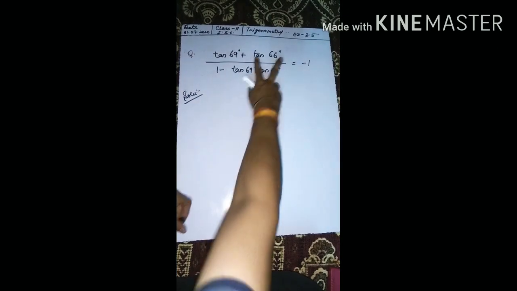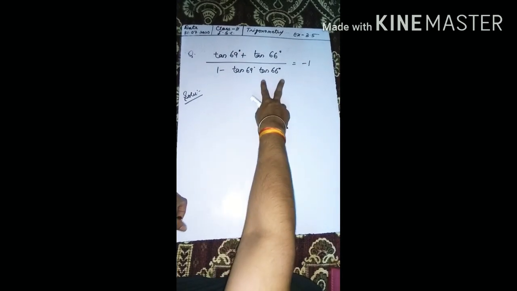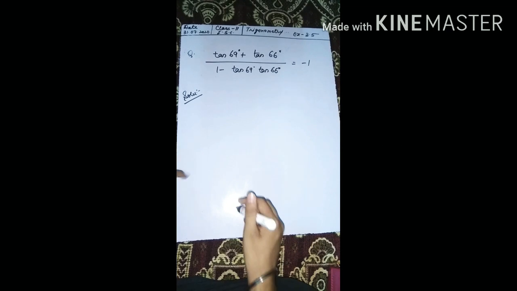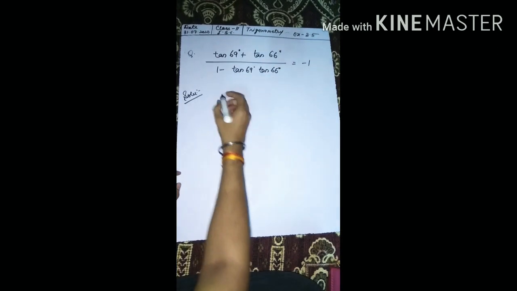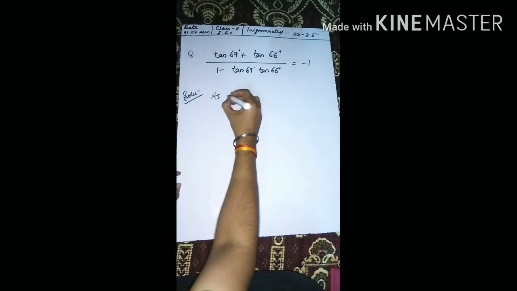Okay, if you look at this question, tan 69 plus tan 66 upon 1 minus tan 69 tan 66 is equal to 1, we have to prove. So isn't this an expanded formula of tan A plus B? Okay, so tan A plus B is what?